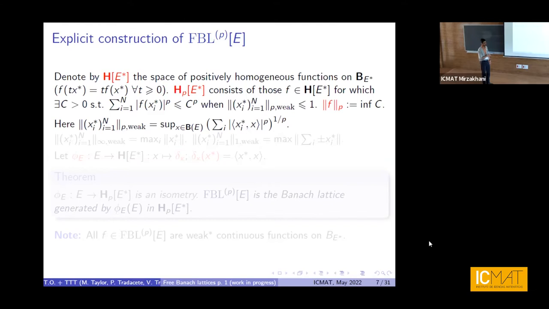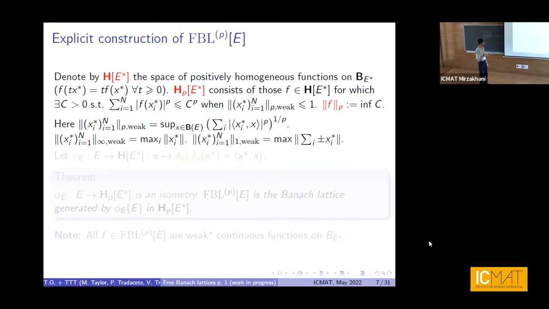And here I remind you of the definition of the weak p-norm of a sequence. This is something very familiar to those coming from the Banach space background, because this appears, for instance, in the theory of p-summing operators. In the theory of p-summing operators, instead of this x, you take an element of the double dual, but moving from the double dual back to E is pretty standard, following from Helly's theorem, which is a baby version of the principle of local reflexivity.